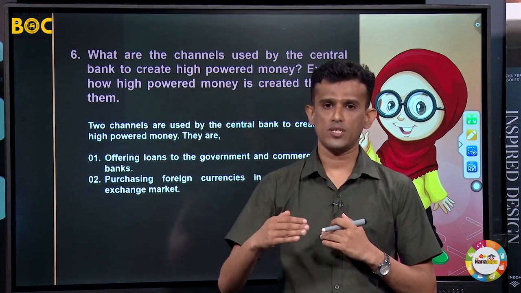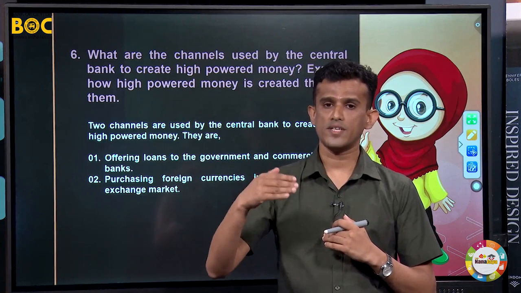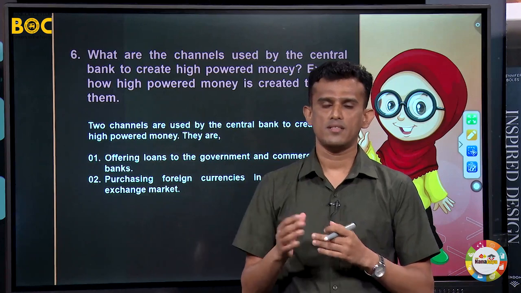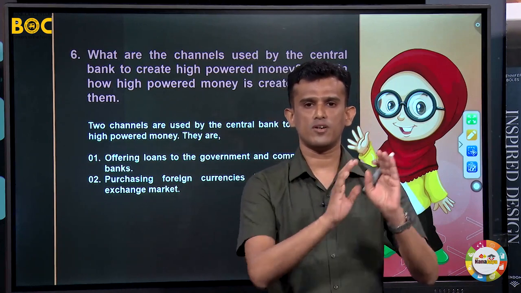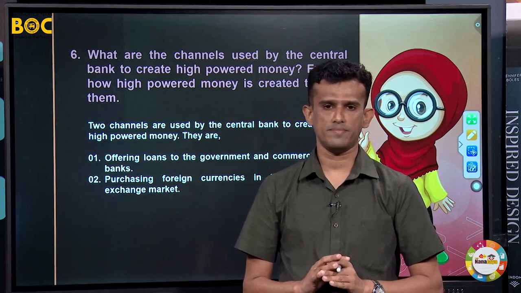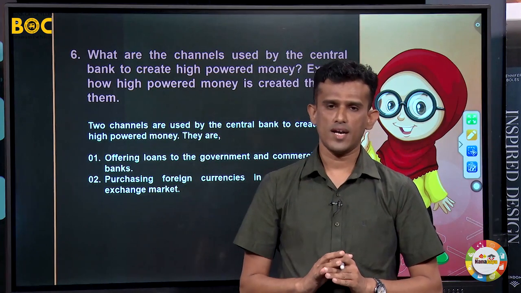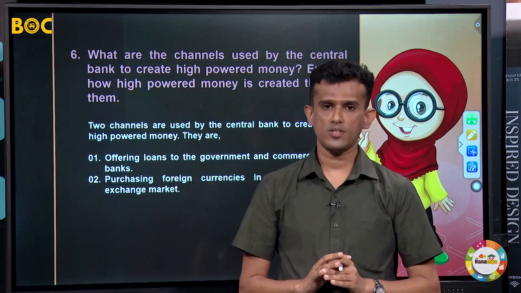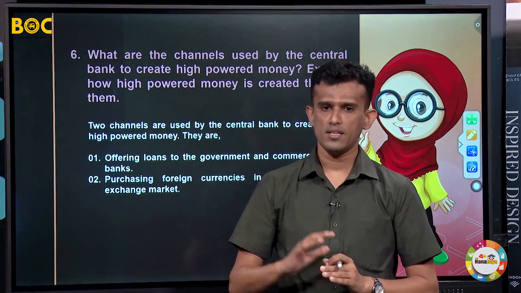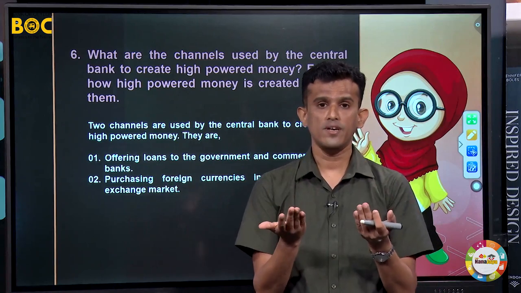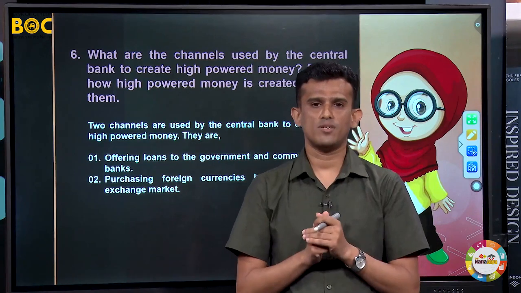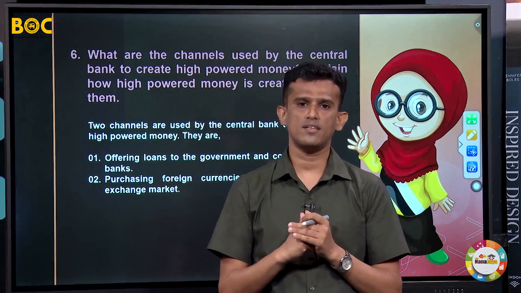When a commercial bank requests a loan from the central bank, the central bank will release that respective amount of currency notes and coins to that commercial bank. On one hand, it creates an asset to the central bank. What is it? The loans offered to the commercial banks. From the central bank's point of view, the loans offered to the commercial banks are an asset to the central bank.